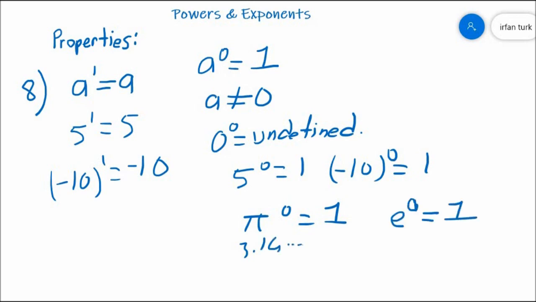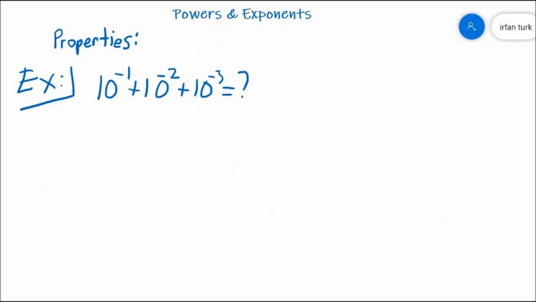So we have learned the first 8 properties or rules in the powers and exponents topic. Let's have an example. If you want, you can pause the video and try to solve it by yourself. I will continue to solve it. 10 to the power of negative 1 is 1 divided by 10, plus 10 to the power of negative 2 is 1 divided by 10 squared, plus 10 to the power of negative 3 is 1 divided by 10 cubed.